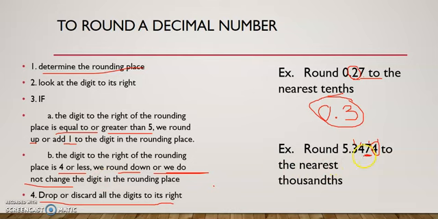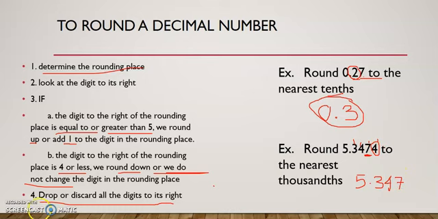Hindi na natin babaguhin yan, since ang nasa kanan niya ay 4 pababa. Next, isusulat natin yan. That becomes now 0.3, 4, 7. Hindi natin babaguhin kasi 4 ang nasa kanan niya.